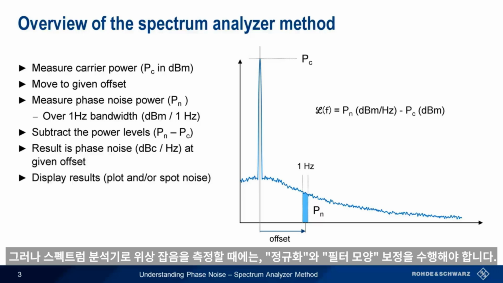When making phase noise measurements with a spectrum analyzer, there are, however, two additional steps that we need to take: normalization and shape correction.